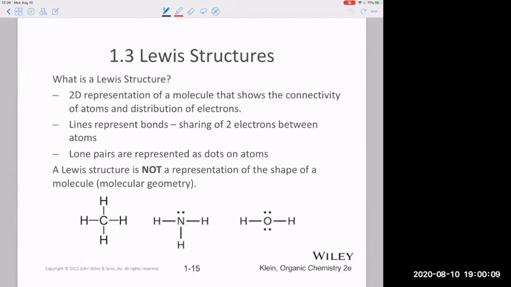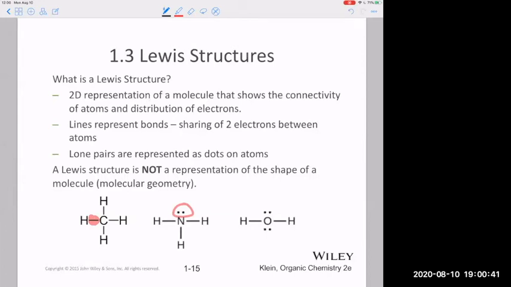A line represents a bond, so that's sharing of 2 electrons. So this represents electrons being shared between a carbon and a hydrogen. And then the lone pairs are represented as dots on atoms. So what that represents is an orbital that contains a pair of electrons, but it's not a bonding pair.